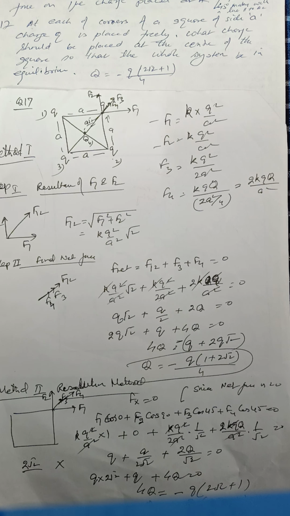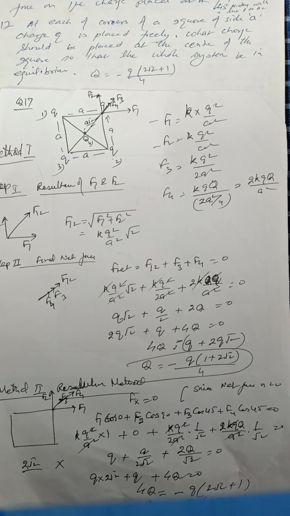We have made a diagram where there is a square having four charges, small q, small q, small q, small q at the four corners, and the center charge is capital Q. We have numbered these charges. The first charge is at the top left corner, the second is at the bottom right corner, the bottom left corner is charge number 3, and the middle charge is charge number 4.